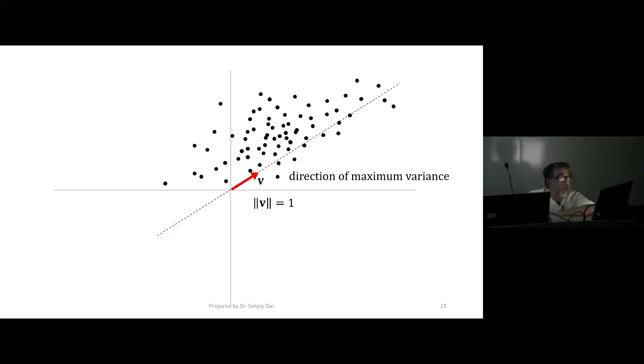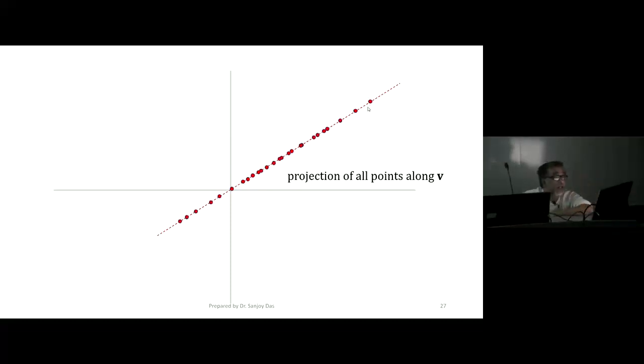So how do I do my dimension reduction? Each point x is like a vector from the origin to this point. So x is a vector. V transpose x is the length of this. That's the projection of x along V. This is the projection of another point along V, and this is the projection of yet another point along V. So I project all the points along V, and this is my one direction.